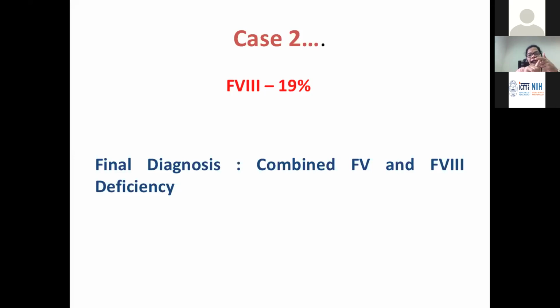All these rare factor deficiencies are present in both males and females. So this is very important. Otherwise, you would say you got 1 factor deficiency and stop there. But whenever you get factor 5 deficiency, go ahead and do factor 8 as well.